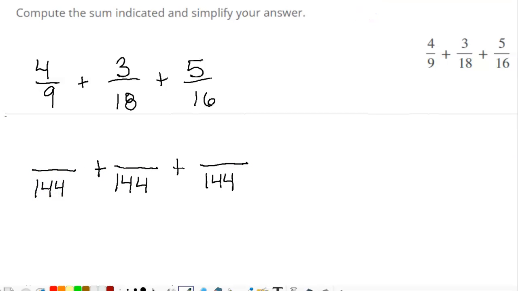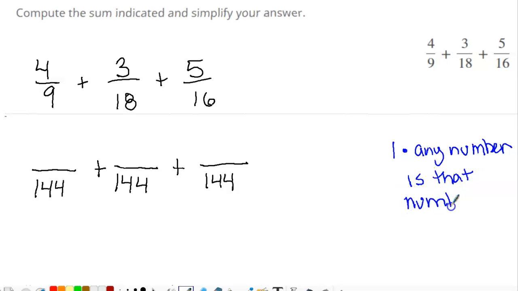Now, we can't just magically say, okay, instead of a 9, I'm going to put a 144 here. We are following a math rule. And the rule we're following is that 1 times any number is that number. So like 1 times 5 is 5. 1 times 367 is 367. And 1 times 4/9 is still 4/9.